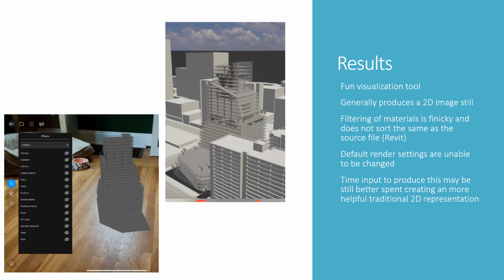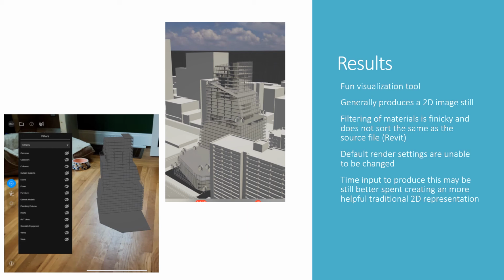What I found in the end is that this was a very fun visualization tool to use, but it still might have been more beneficial to use traditional 2D images. The filtering of materials was very finicky. When I was trying to turn off certain things, some things wouldn't. You can see on the image on the far left, I was trying to create a structural diagram, and so I had only the columns and floors turned on, but you can see the curtain walls are still there, and I couldn't get them to turn off.